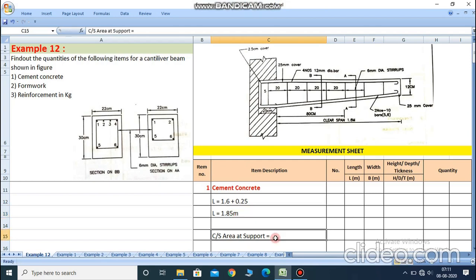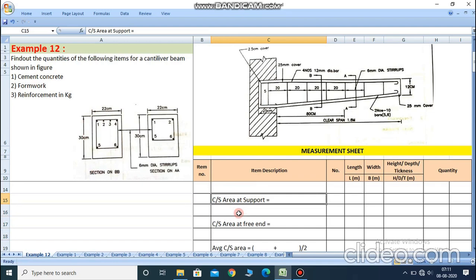Now we find the cross section area at the support. In the figure, at the support side the dimension of the column is given as 22 centimeter by 30 centimeter. So the cross section area at the support is equal to 22 centimeter converted into meter, 0.22, multiplied by 0.30. The answer is 0.066 meter square.